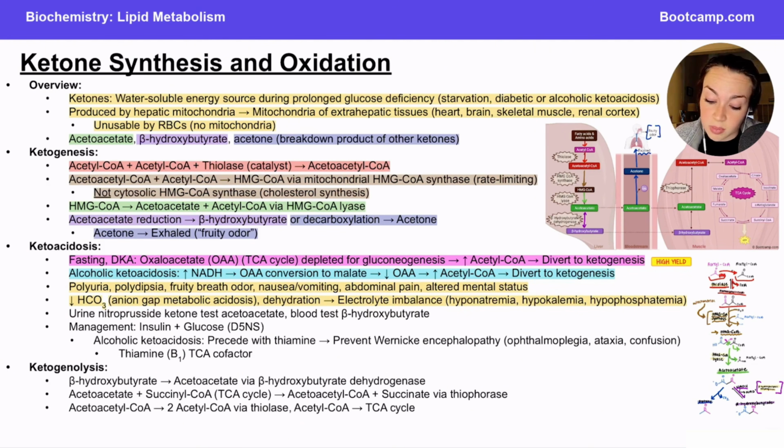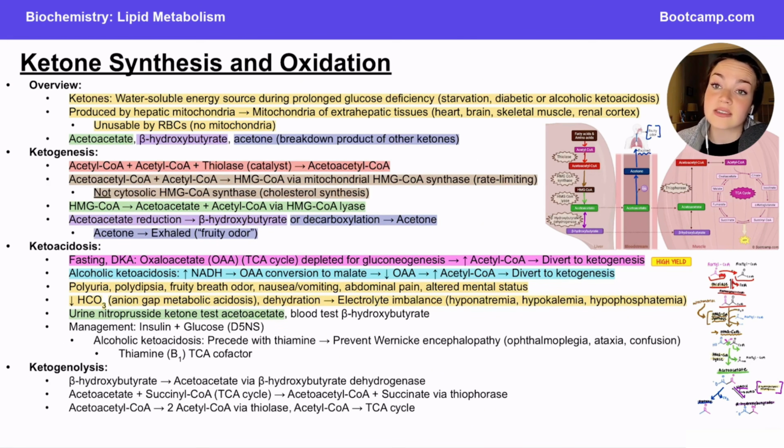The other thing is all that polyuria and vomiting and all those can cause dehydration. And that can lead to electrolyte imbalances like hyponatremia, hypokalemia, hypophosphatemia. You get the picture. To test for ketones outright, there are two different tests you can do. You can do a urine test or you can do a blood test. The urine test is called the urine nitroprusside ketone test.